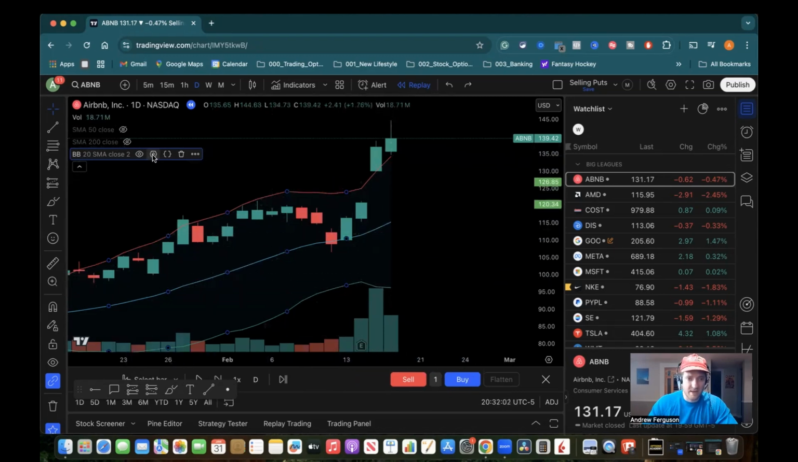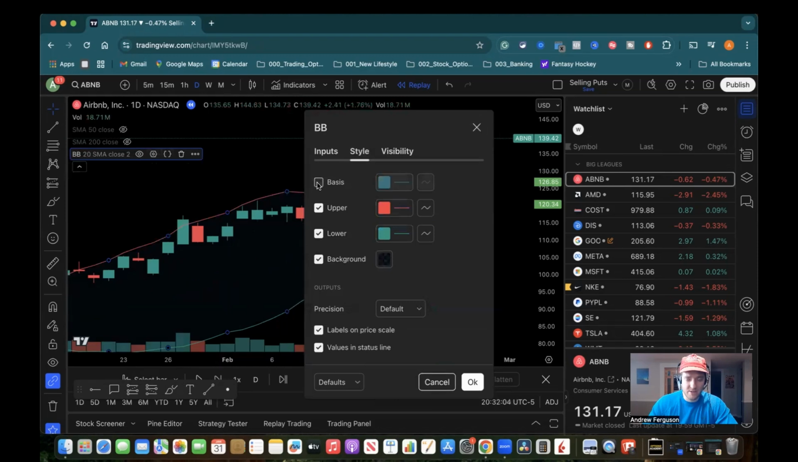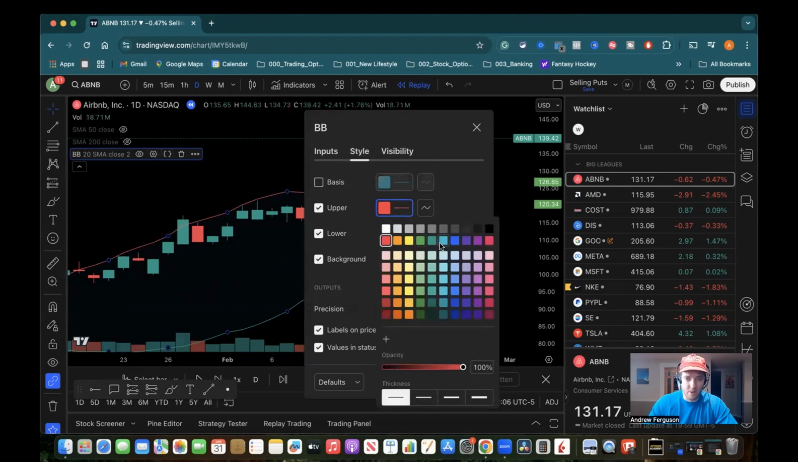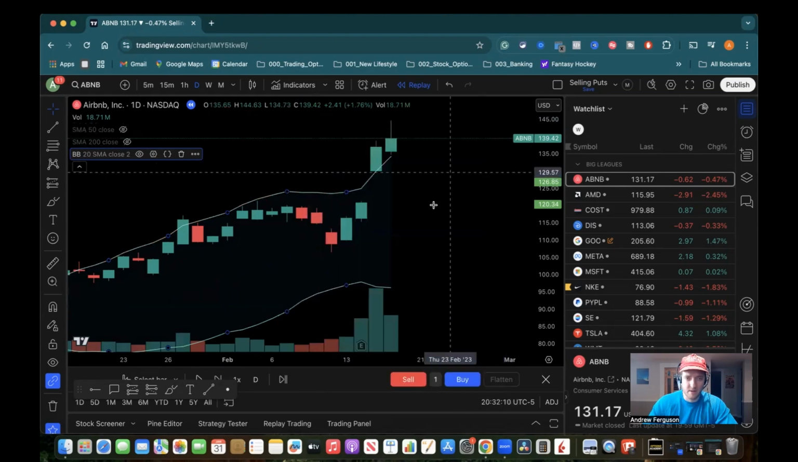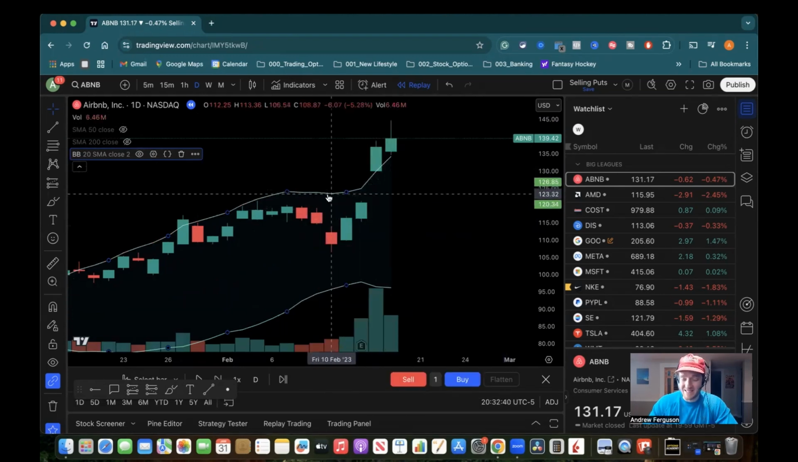We want to go into the gear icon right here, take off the basis or the middle, and change the upper and the lower to the same color. I like to use a lighter blue for my Bollinger Bands. And what these Bollinger Bands represent is a standard deviation, which is a mathematical term that you don't really need to know, but what you need to know is this.